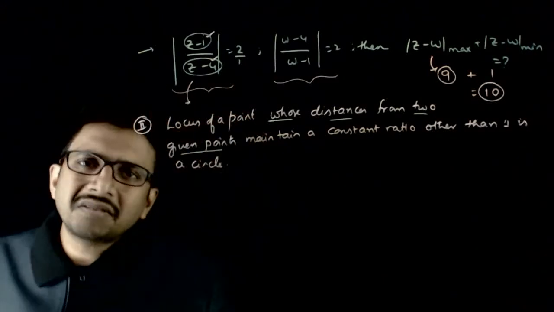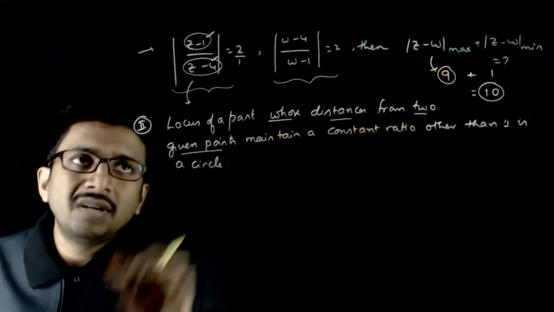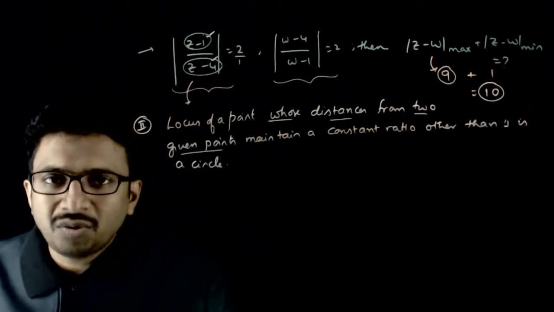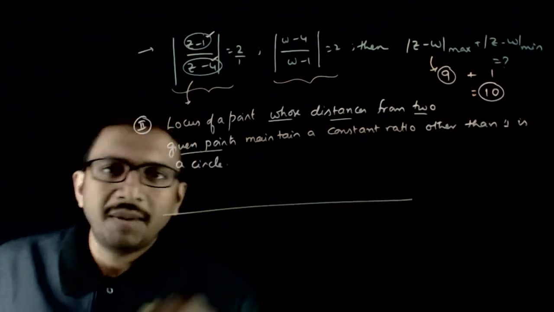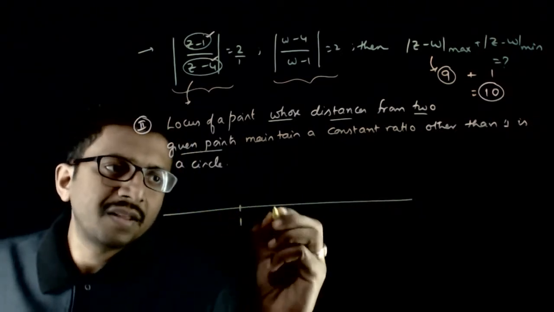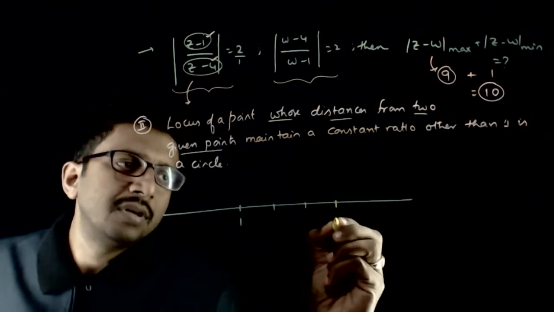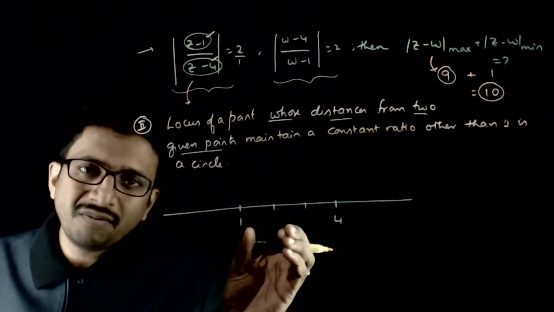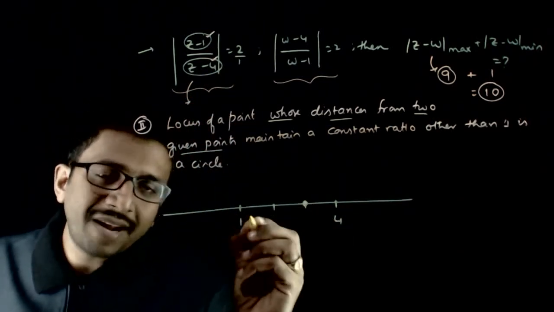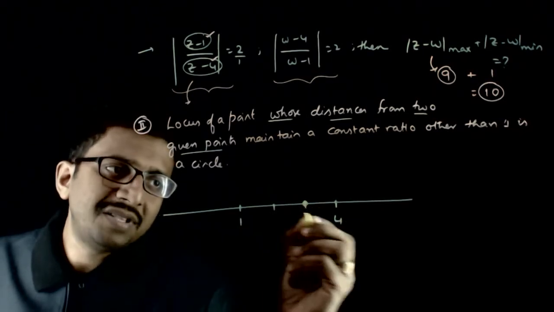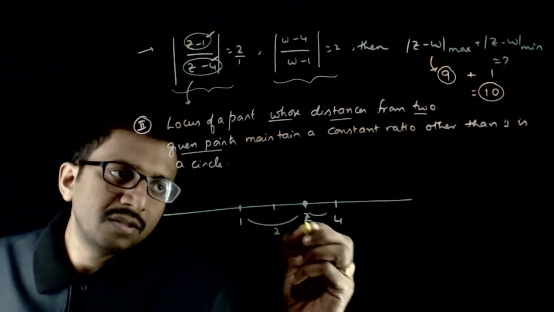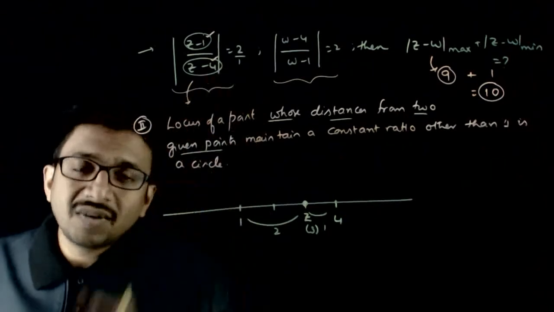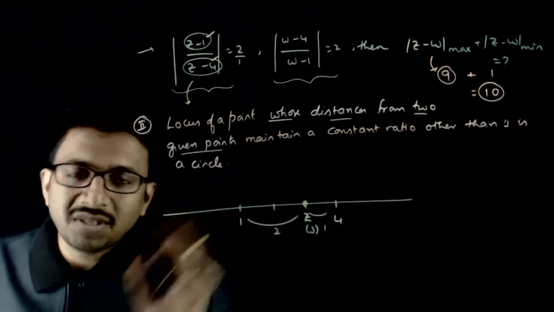Now what is the meaning of this equation? The distance of z from 1 by the distance of z from 4 should be in the ratio 2:1. So you have the number line. Obviously 1 lies here, then 2, 3, 4. So 4 lies here. The distance of z from 1 should be twice the distance of z from 4. If I find a point z which divides this in the ratio 2:1, that is the point 3. So 3 divides 1 and 4 in the ratio 2:1, and z satisfies this equation. That is, the distance from 1 is 2 times the distance from 4.